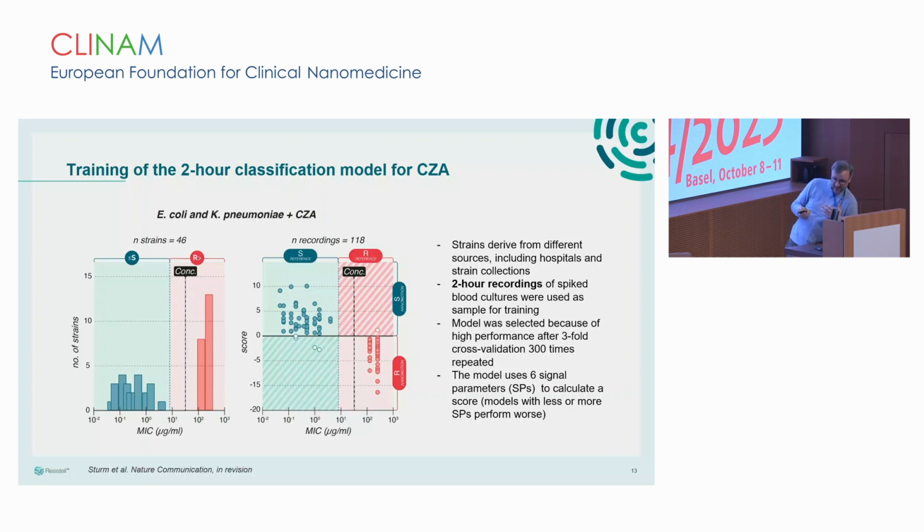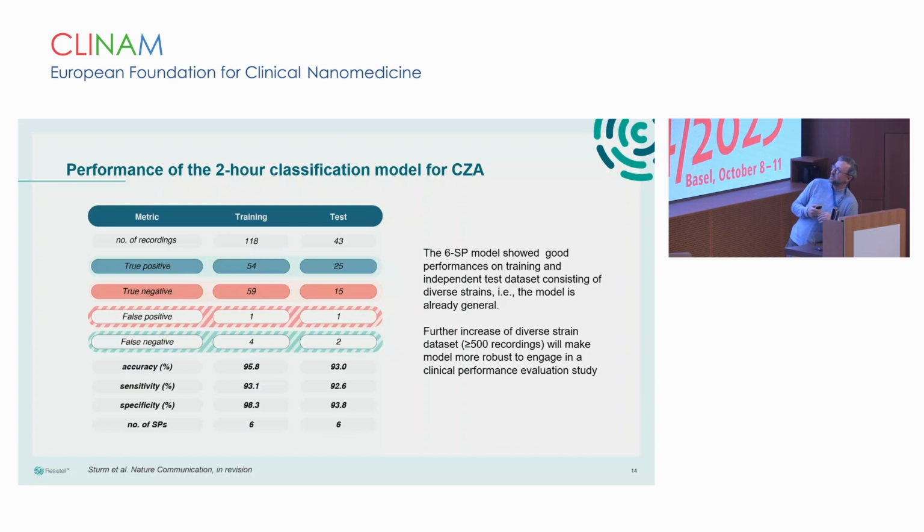So then we tested this. For simplicity, I only show you the table. So we have the number of recordings, 118 recordings we actually use for training, also for cross-validation, and then we tested that on an independent data set. So different strains, different experiments, and you see that the performance is also quite nice. The training performance is 95.8% accuracy, and on this independent data set, also comprised of E. coli and Klebsiella, we have a 93% accuracy. So it's a model that works quite nicely.